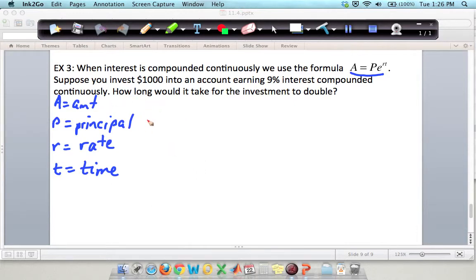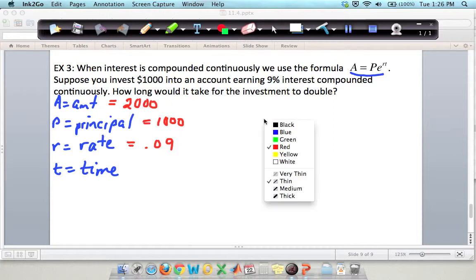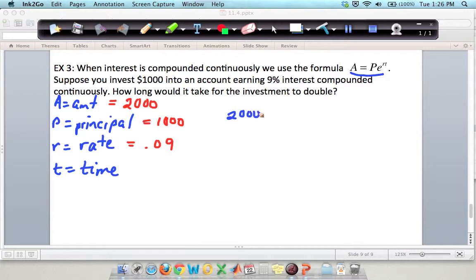Okay, so you know your principal is 1,000 here. You know your rate is 9%, so 0.09. You're trying to find time, and you want your investment to double, which means you want it to go from 1,000 to 2,000. So I'm going to plug in those values. So 2,000 equals 1,000 e to the 0.09 t. And so it's an example where we need logs in order to solve for time.